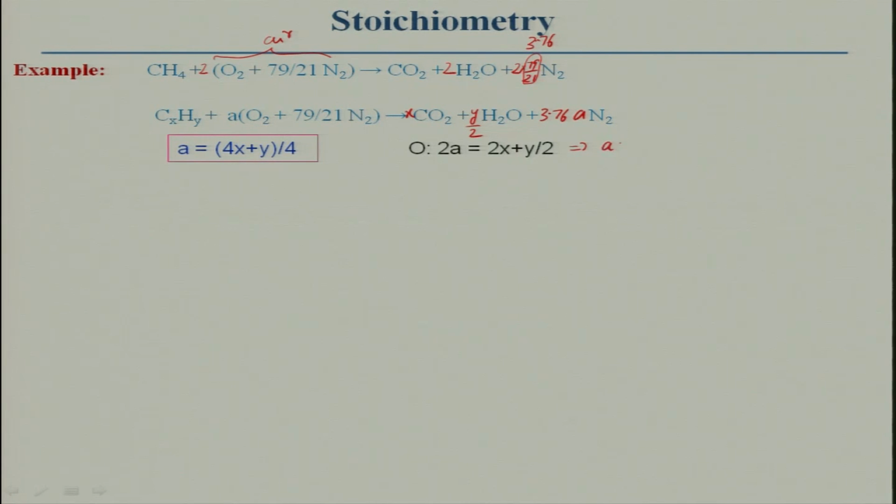If you look at A is equal to 4x plus y divided by 4, I am getting that very easily. So, if you remember this, it will be very easy to do that. But there might be a situation where this will not hold good. For example, if I say producer gas or a coke oven gas, this formula will not help.